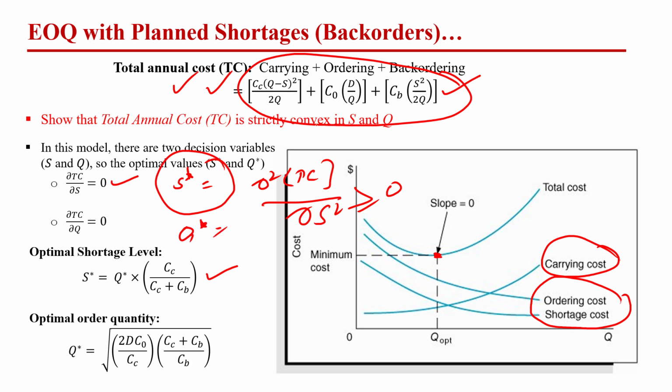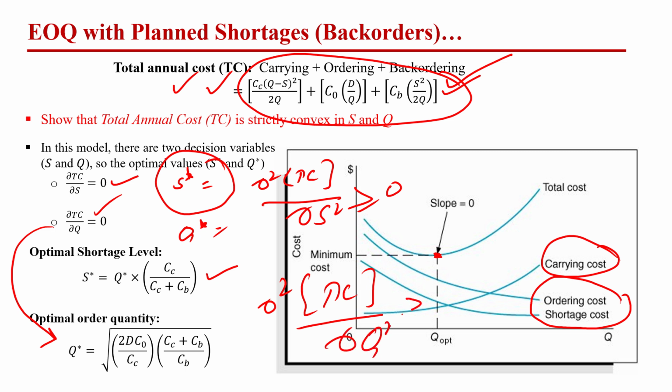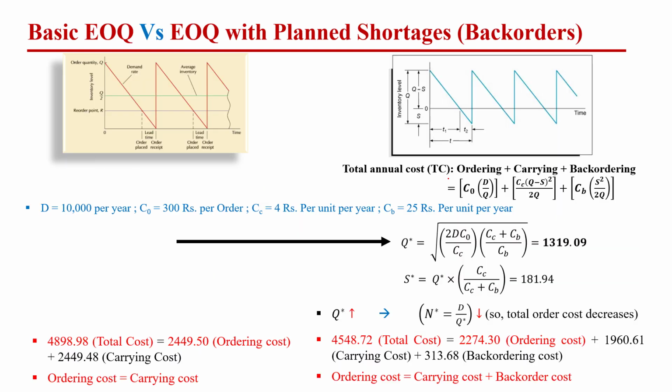In order to find the Q star, we are again going to take the first order derivative with respect to Q and put it equal to 0. We would be able to get the optimum order quantity. Then, once we get the first order derivative with respect to Q, we will take the second order derivative with respect to Q. If the second order derivative is greater than or equal to 0, then we can say that against this optimum order quantity, we would be able to get this total cost minimum.